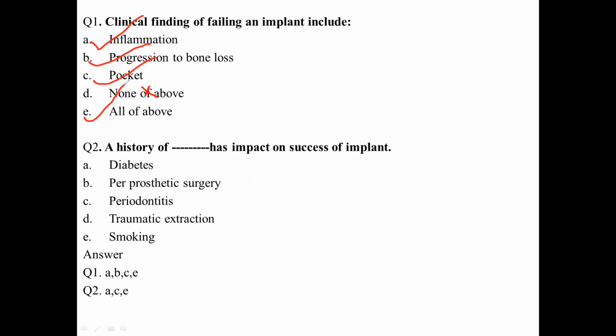Question number 2. A history of a dash has impact on the success of the implant. Patient with history of diabetes. Think of it. A diabetic patient having an implant. Do you think it affects the success of an implant? Yes. Pre-prosthetic surgery, does it really affect the success of the implant? No.